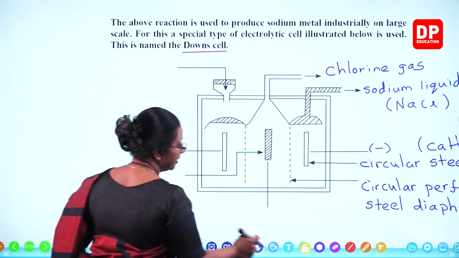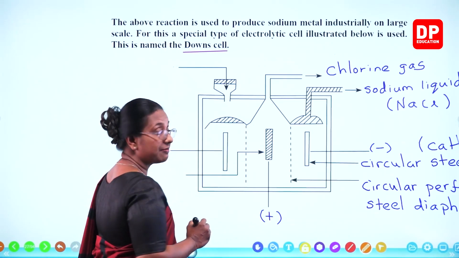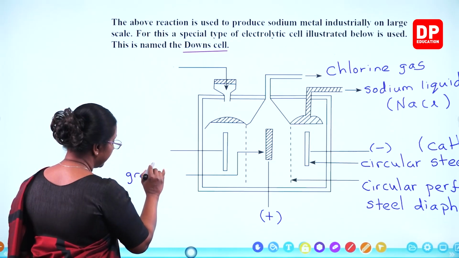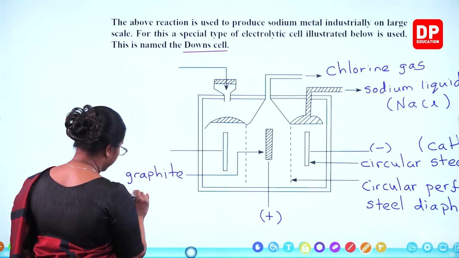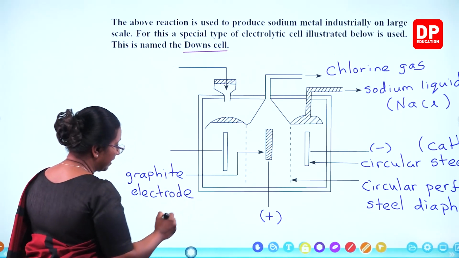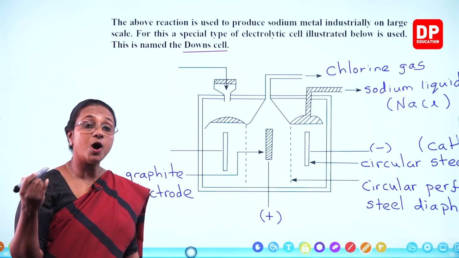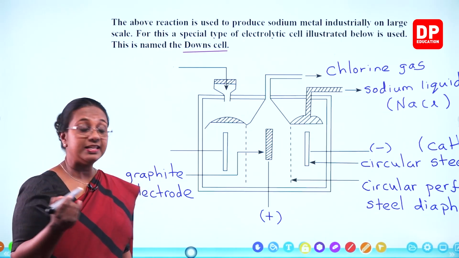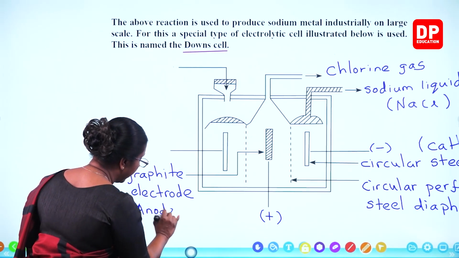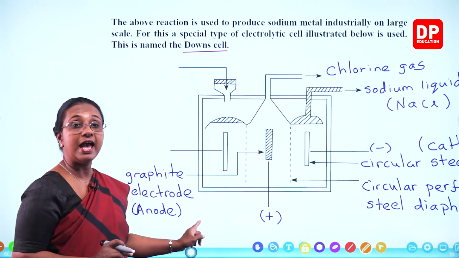Then here we have the positive electrode, that is a graphite electrode. Towards the positive electrode the negative ions come and get oxidized. Because of that, it is the anode. So you can write it as either graphite electrode or graphite anode.